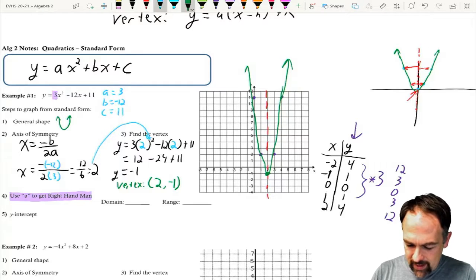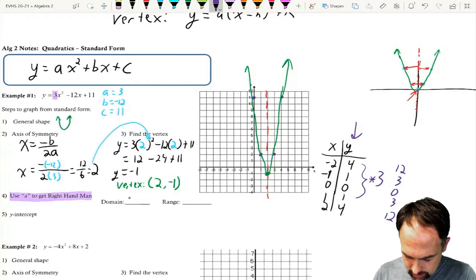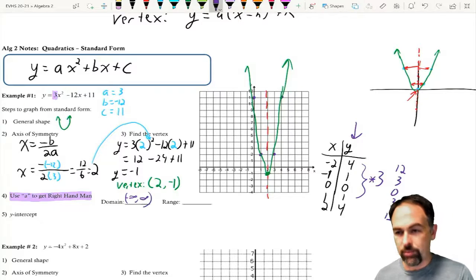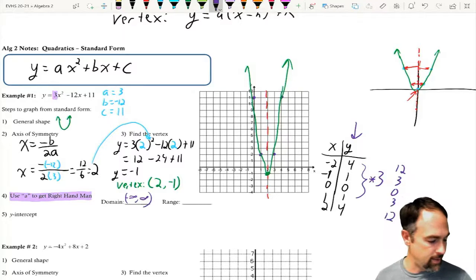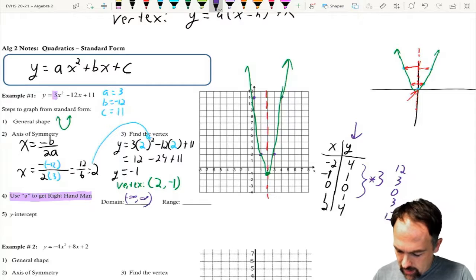Now, domain and range. Keep in mind that the domain every single time is going to be negative infinity to infinity on every single vertical parabola. You can't change that. There is a way of making a horizontal one, but we're not getting into that just yet. Now my range, we're going to look at our bottom value, which is here at negative 1, to infinity.